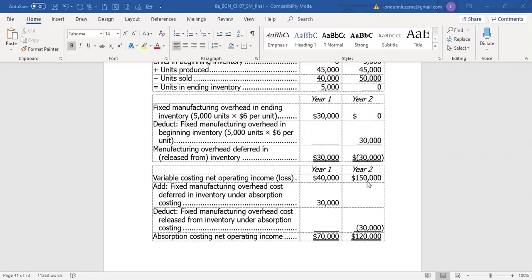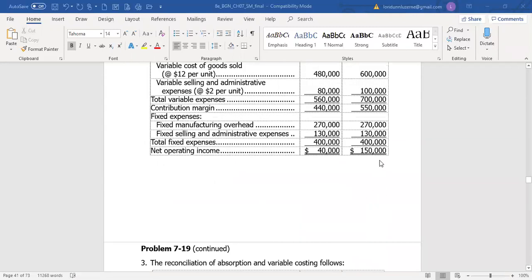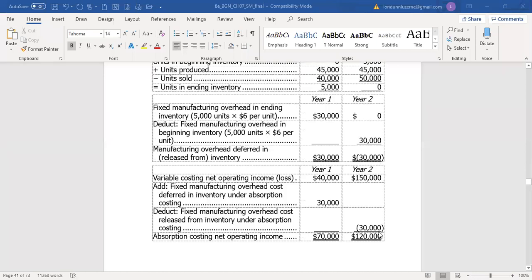The next year, your variable costing net operating income, you determined to be 150,000. Now subtract or deduct the fixed manufacturing overhead cost released from inventory under absorption costing, 30,000. And that will reconcile your variable costing net operating income to absorption costing net operating income, to prove that you are correct with how you determined it.